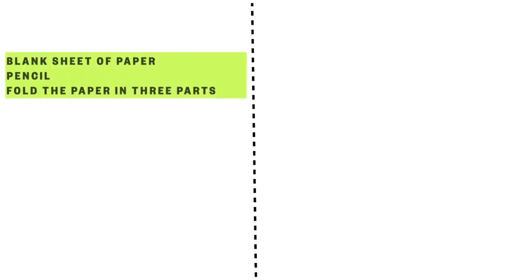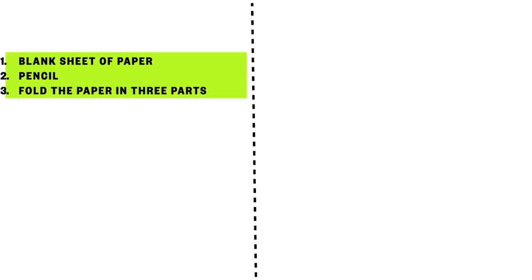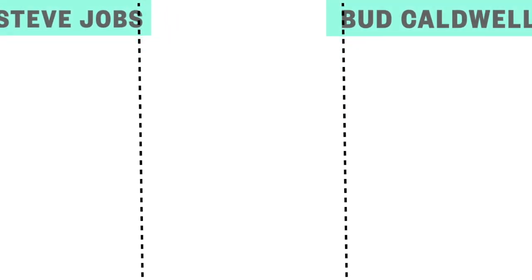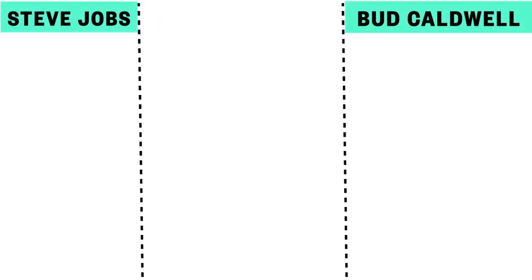So really what you need to get out is a blank sheet of paper, a pencil, and a piece of paper that you folded into 3 different parts so that it looks just like this. One column is going to say Steve Jobs, and the other column is going to say Bud Caldwel. So make your paper look just like this. The middle column is going to be what they both have in common.